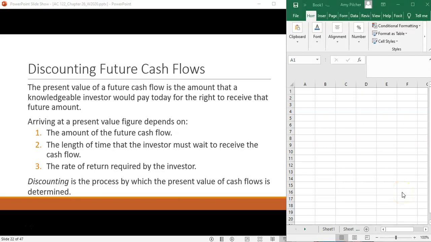Now we're going to talk about discounting future cash flows to the present value. That is what we would pay today for the amount of money in the future. When we're looking at present value, it's called discounting. We're discounting money back at a specific rate of return. What we need to know is the estimated future cash flows, the amount of time that we're looking at, and the required rate of return we want on any investment.